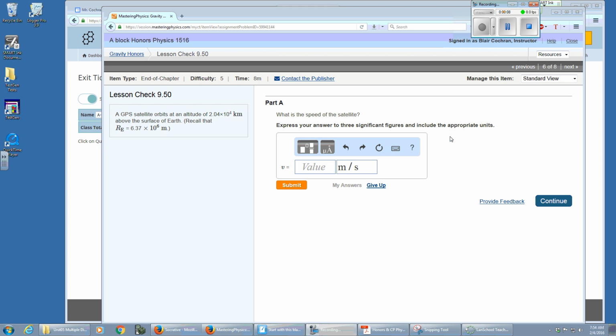A GPS satellite orbits at an altitude of this. Now, when they say altitude, what are they measuring that from? Sea level, the surface of the planet. So anytime you see altitude or height, remember, if I'm thinking gravity, I've got to go center of mass to center of mass. So right away you should think, I've got to add the radius of the Earth to that. Oh, that's why they give it to me.